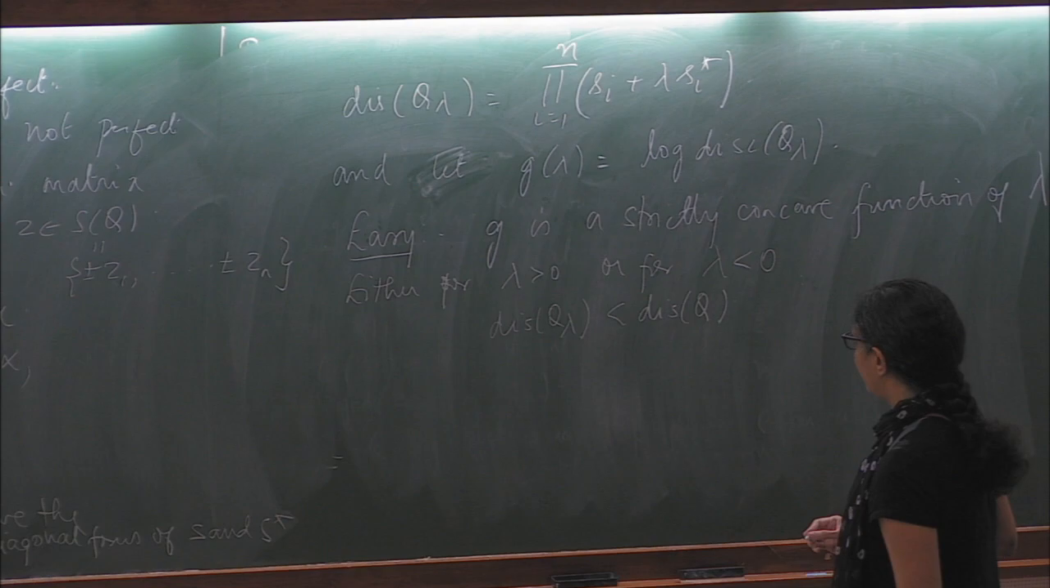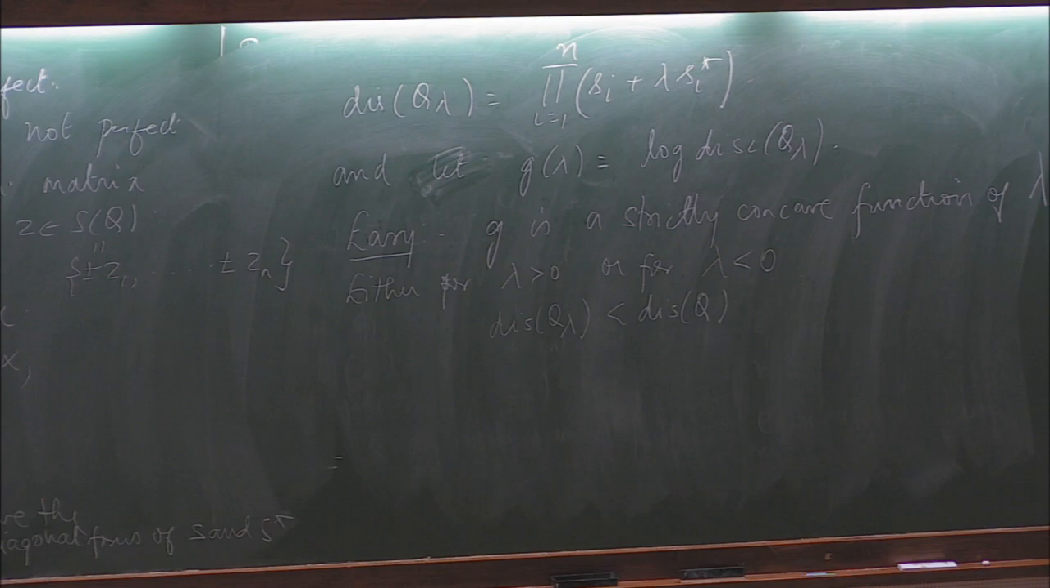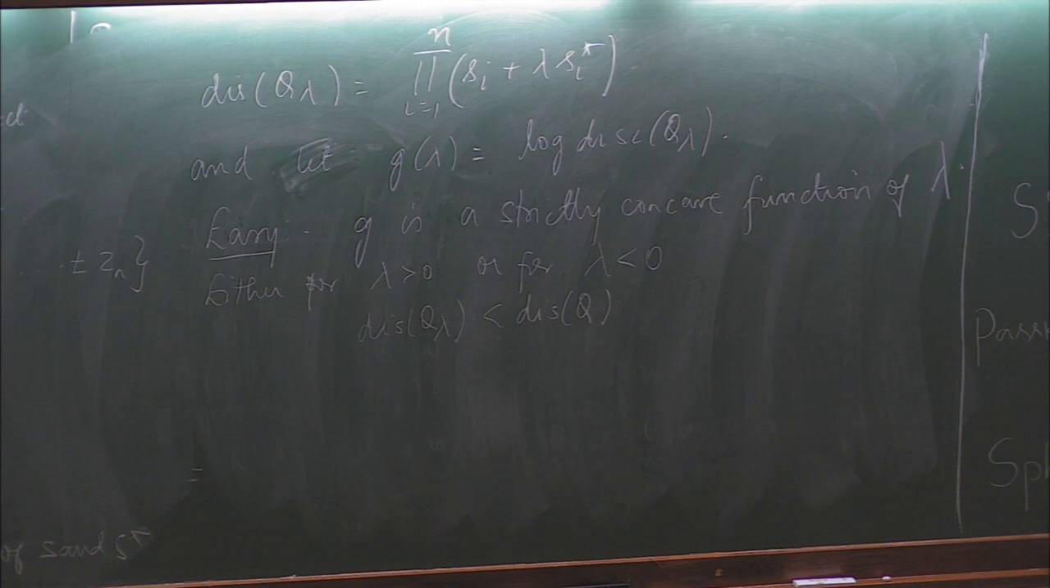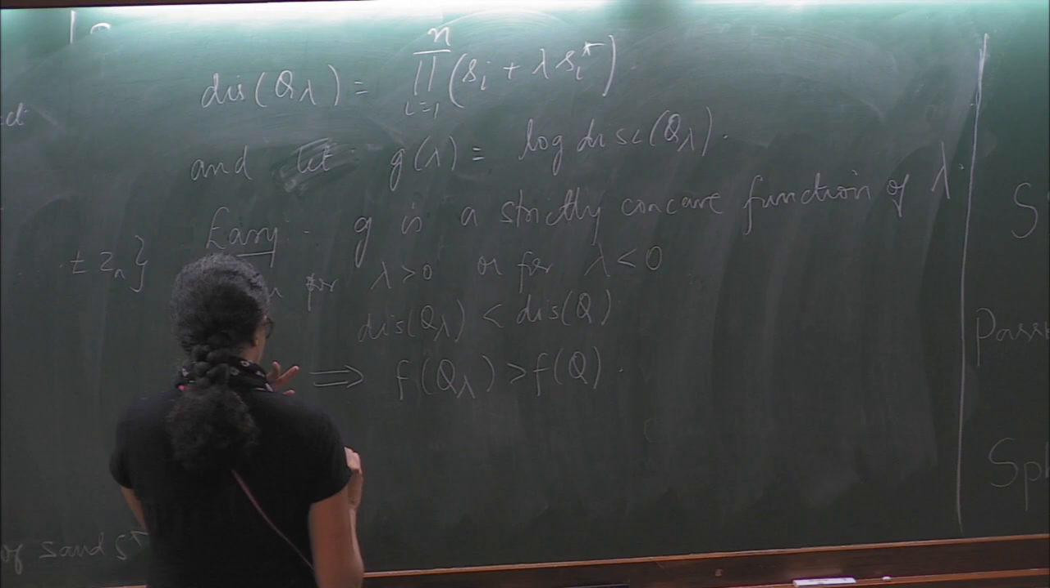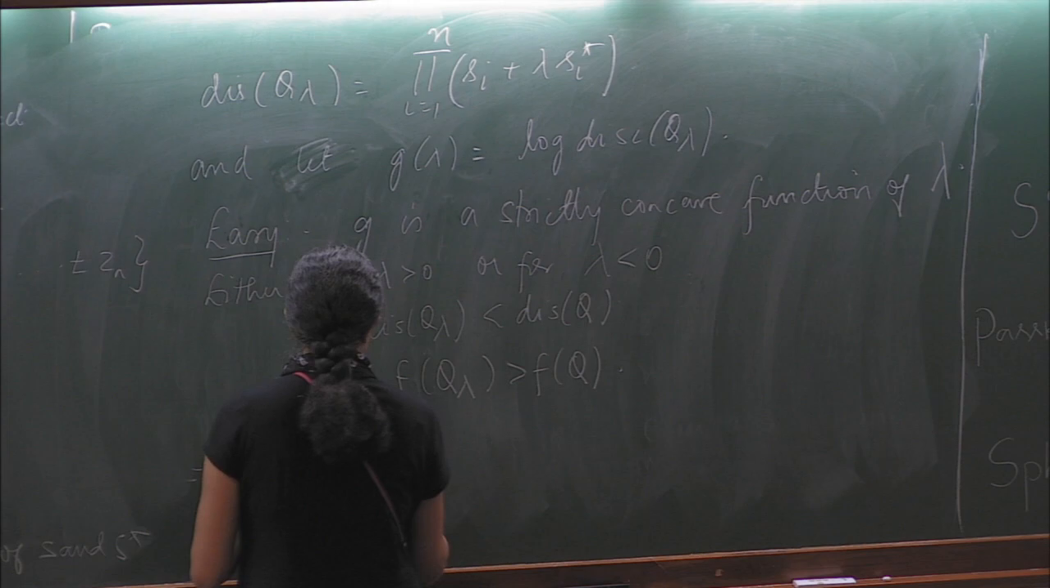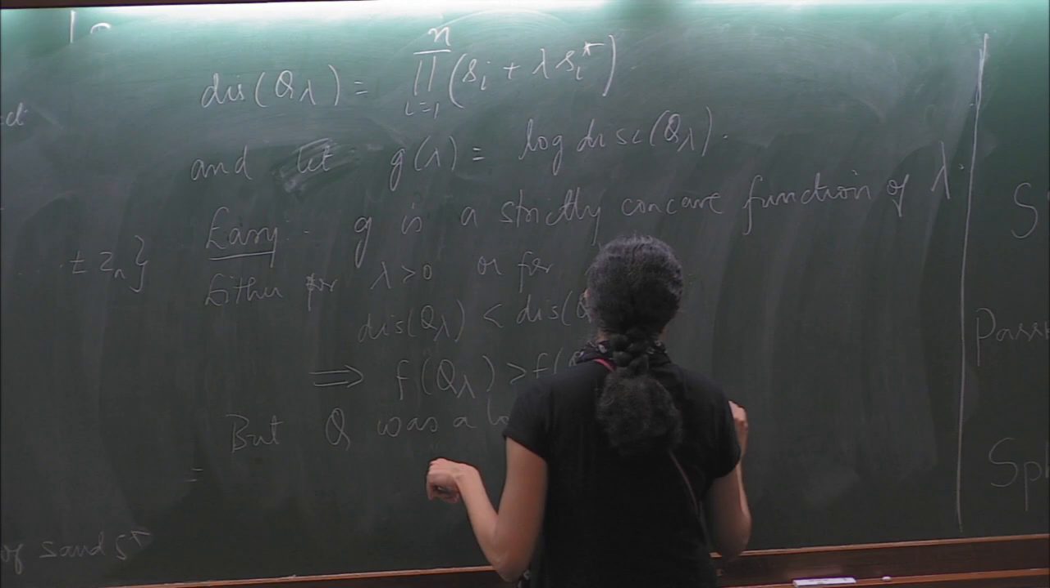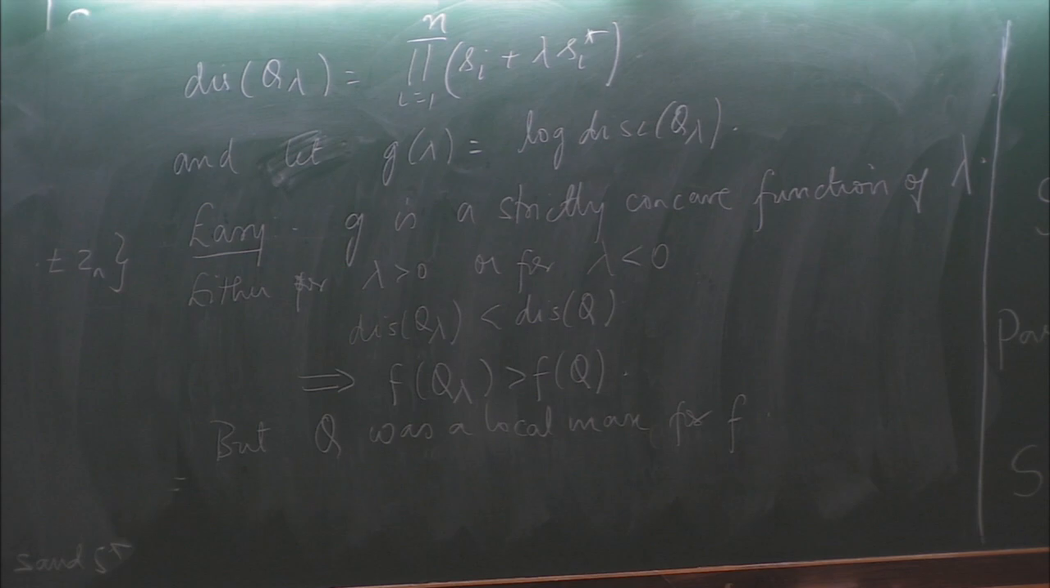Okay, so this will tell you that f of Q lambda is greater than f of Q, because M of Q lambda and M of Q are both 1. But Q was extreme, so it was a local maximum for f. That will contradict the fact that Q is extreme. So this proves the direction that extreme forms are perfect.